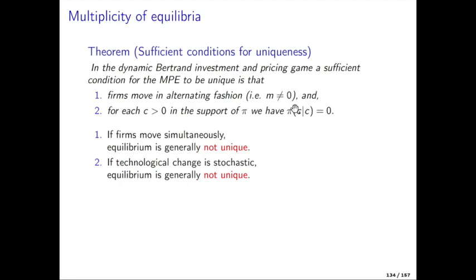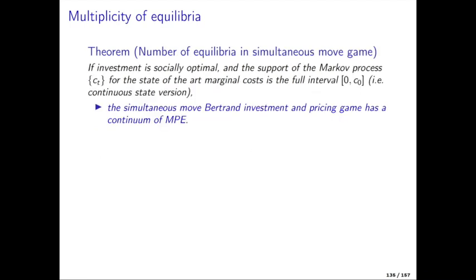That's why if you have the alternating move case with the potential of being allowed to be in the same state, then you have the simultaneity there as well, and that breaks the uniqueness, and then you get multiplicity of equilibria.